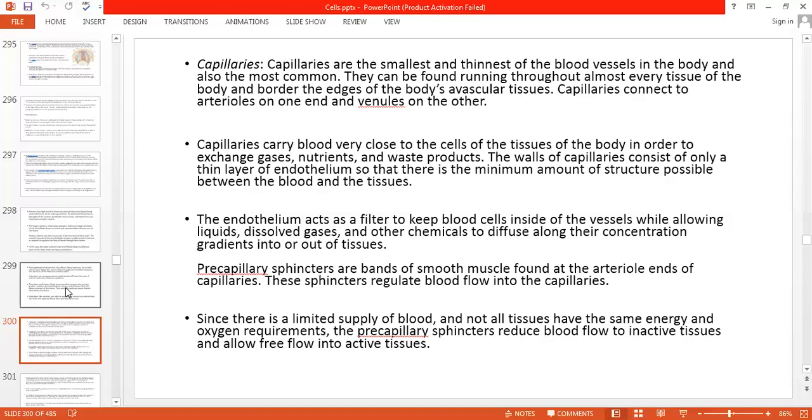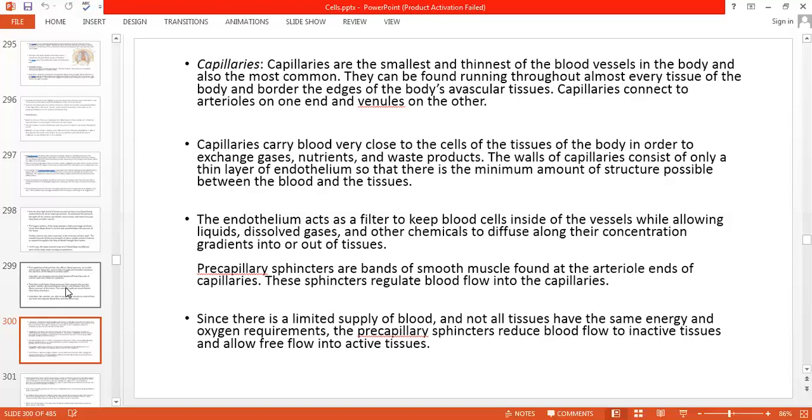Waste and carbon dioxide enter the venules, and the capillaries deliver nutrients and gases, oxygen. So the endothelium acts as a filter to keep blood cells inside of the vessels while allowing liquid, dissolved gases, and other chemicals to diffuse along the concentration gradient into or out of tissues.